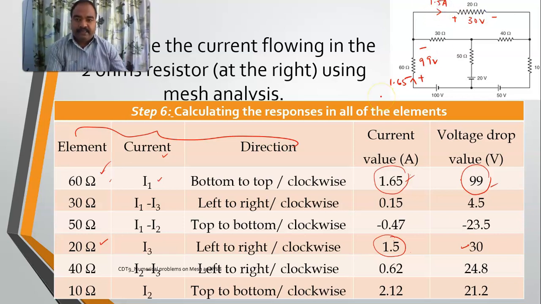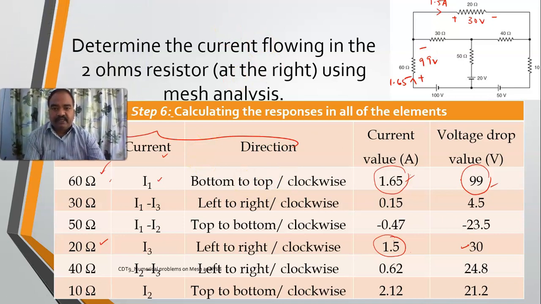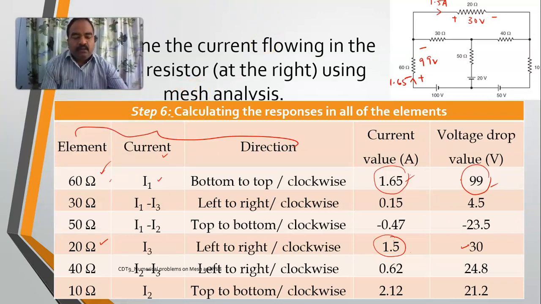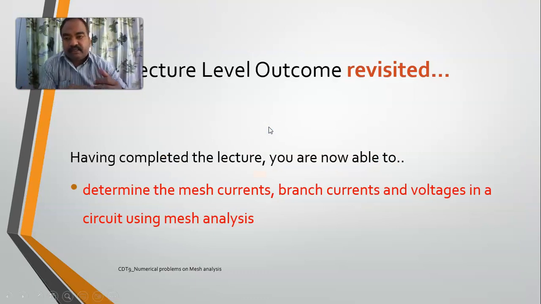So like this, I can determine the current or the voltage drop across any of these elements. In your question, it was mentioned to determine the current flowing in the 2 ohms resistor. Sorry, it is not a 2 ohms resistor here. It is the 20 ohms resistor. So in the 20 ohms resistor, what is the current? The current is 1.5 amperes. So like this, we will apply mesh analysis for determining the currents and also the branch voltage in any of these things.